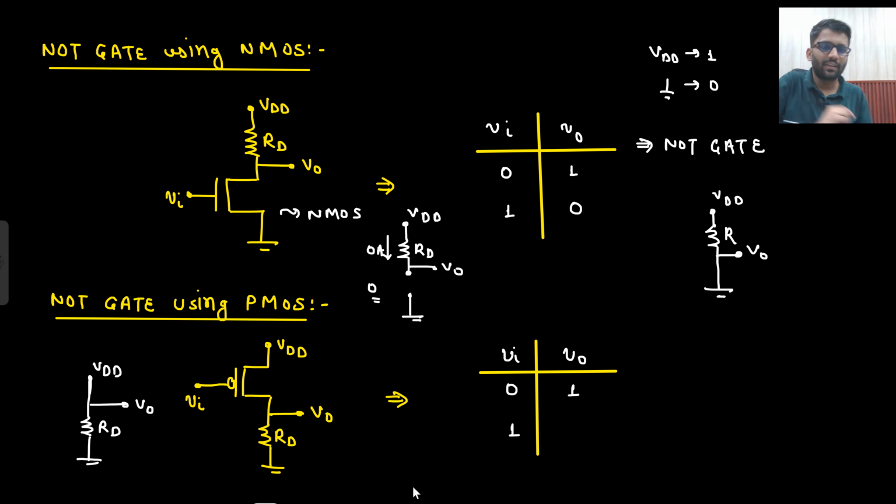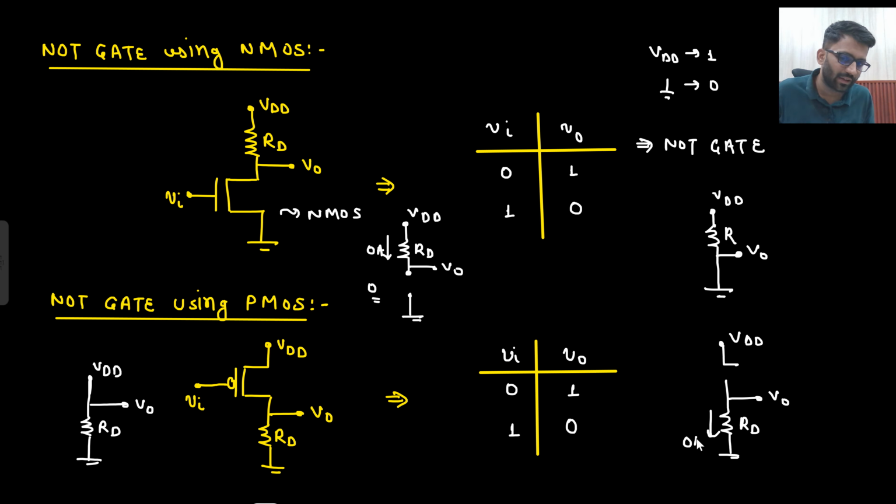And if V in is 1, then it will be open circuited. This is your RD and this is your V naught and this is VDD. If it is open circuited, this will drive 0 ampere current. If this is driving 0 ampere current, then V naught will be what? RD into 0 will be 0 only. So V naught will be 0. So what are you getting? This is also a NOT gate. Very easy thing, right? Very, very straightforward.